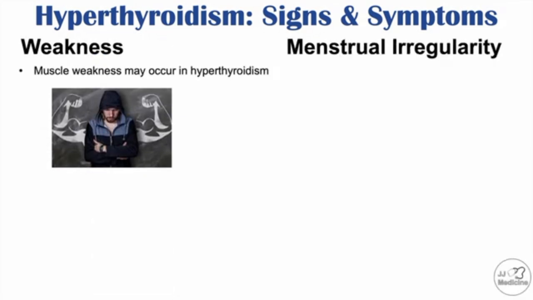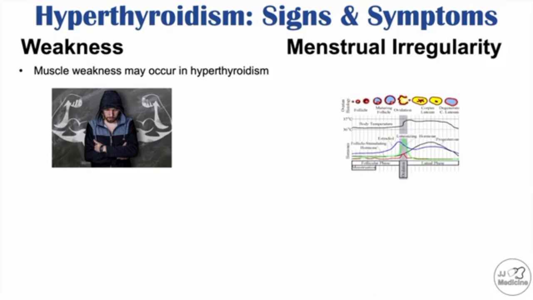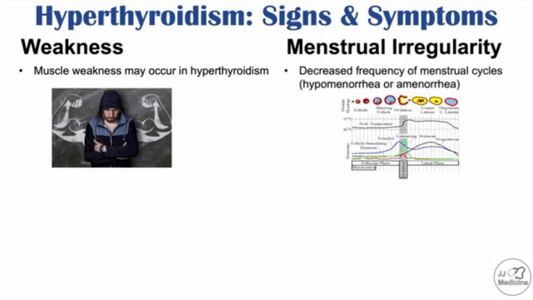We can also see menstrual irregularities occurring. So because there is interplay between some of the thyroid regulating hormones and some of the gonadotropin releasing hormones, this can affect the menstrual cycle. So oftentimes what can be noted is that hyperthyroidism can lead to decreased frequency of menstrual cycles. So there can be hypomenorrhea, which is decreased frequency of menstrual cycles, or complete cessation of menstrual cycles, which would be amenorrhea. So either of these can occur.